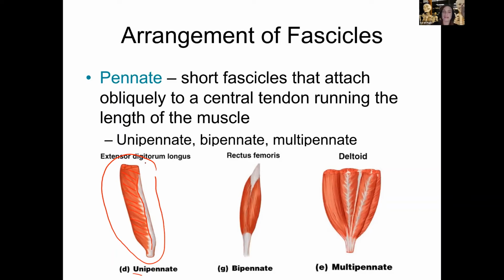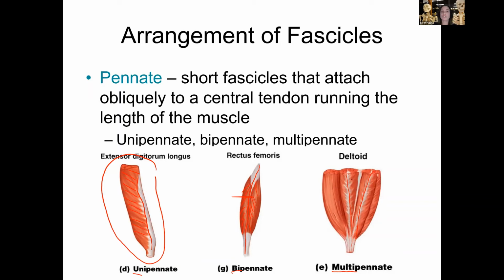Bipennate. Okay, so we have this one tendon and it's running right down the middle. But in this case, bi means two. And what we're seeing is we've got muscle fascicles connecting off of both sides, so off of two sides of that tendon. And then multipennate, multi means many. We have many of these little tendons in here and the muscle fascicles coming off of there. And so those are obviously also going to determine the shape of a muscle.